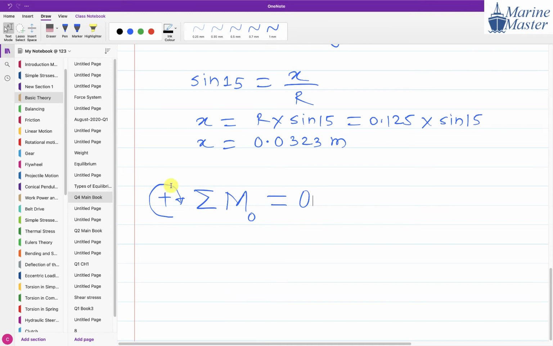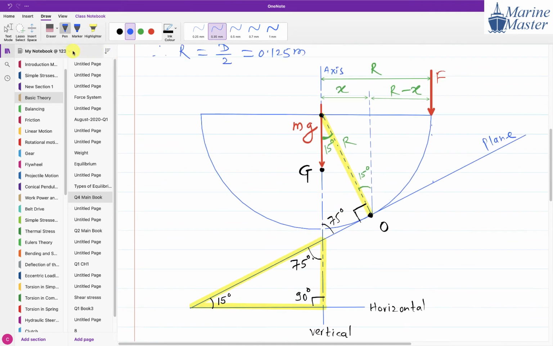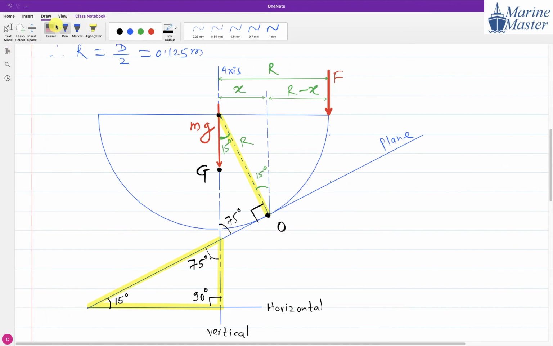Now here, how many forces do we have? We have two forces. One force is F, another force is weight mg. So here we have two forces: force F and weight mg. Now observe the scenario here. We are going to take moment about point O.